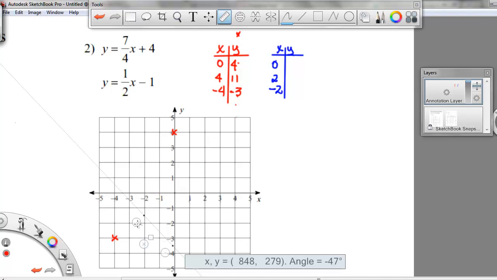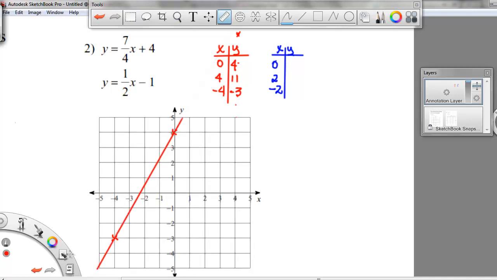Now I'll take out my straight edge. I'll graph these lines and let's see how close I came. I came kind of close, but at least I know I'm going in the right direction. This is the line for the first equation. Now I need to graph the second one.